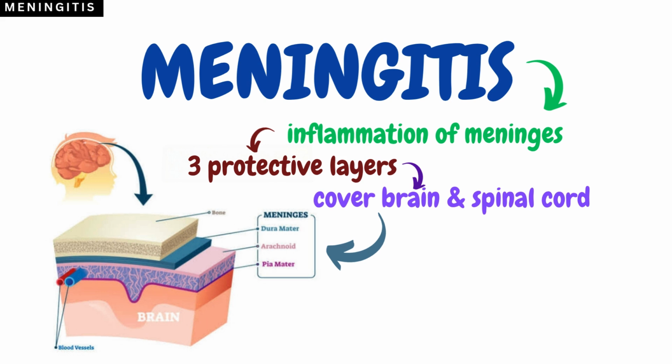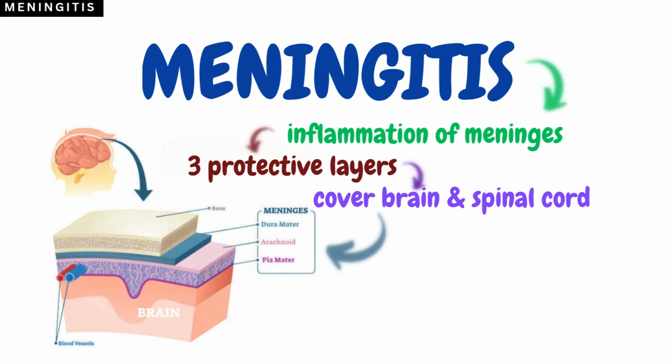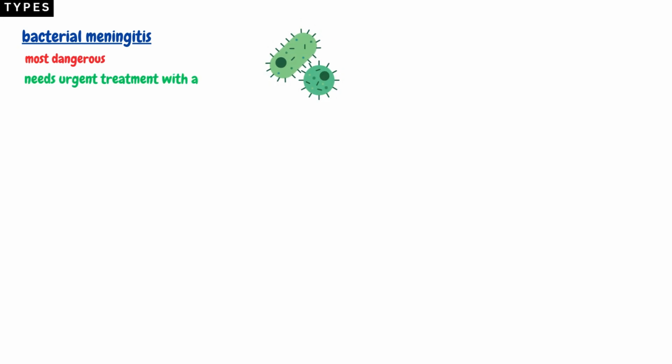When an infection like bacteria or virus enters the body, it can sometimes reach the brain and cause inflammation of these meninges. The condition is called meningitis. There are several types of meningitis based on what caused the infection. Bacterial meningitis is the most dangerous form. It needs urgent treatment with antibiotics.